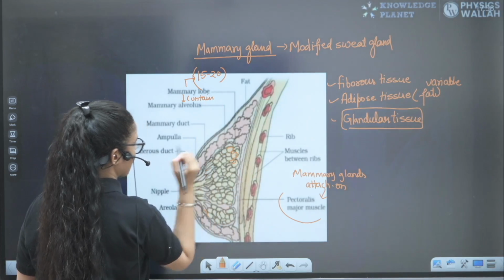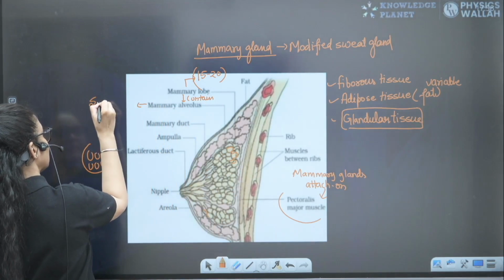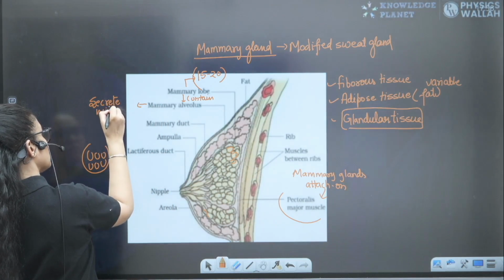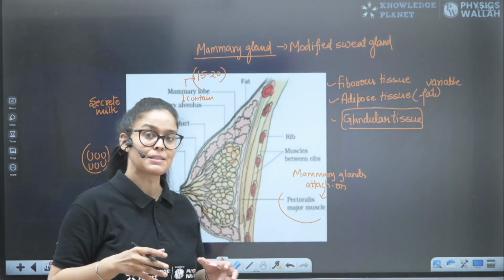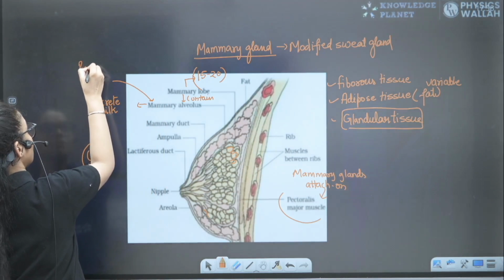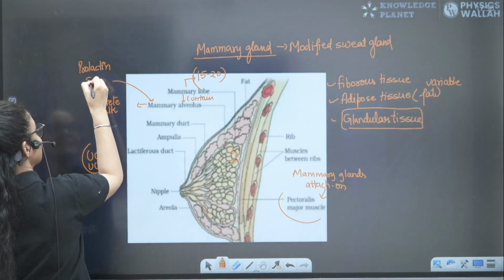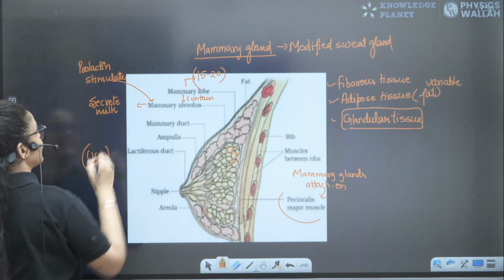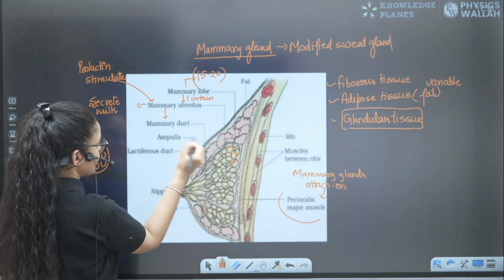You can see these alveoli, right? So alveoli secrete milk. Here milk secretion happens. Which hormone will act on these mammary alveoli? Prolactin from the anterior pituitary gland. Prolactin stimulates mammary alveoli to secrete milk, and then this milk will be released into the mammary duct, right?